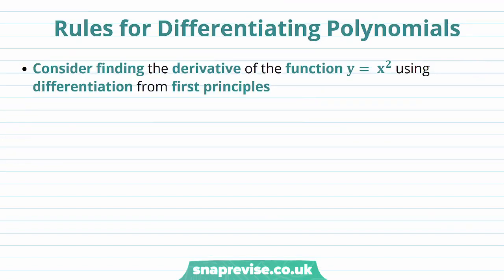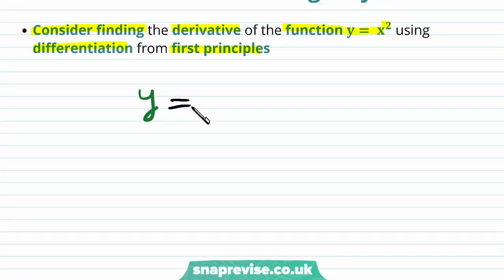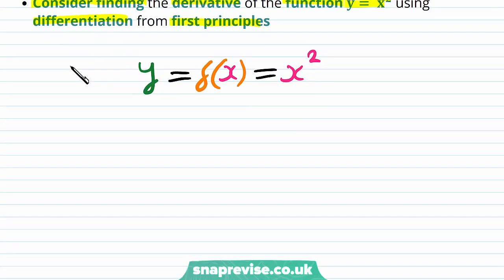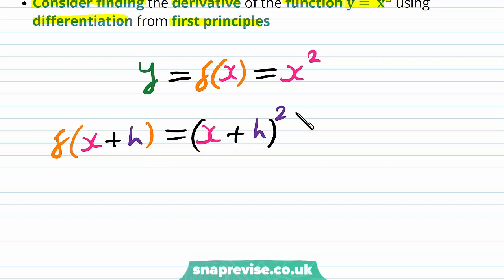So what are the rules for differentiating polynomials? Consider finding the derivative of the function y equals x squared using differentiation from first principles. So we have that our y is equal to, in general, f of x, and in particular the f of x we're considering is x squared. If you wanted to look at f of x plus h, which would be necessary for computing the derivative, then we can just substitute in x plus h, and we get x plus h all squared. This is equal to x squared plus 2xh plus h squared.